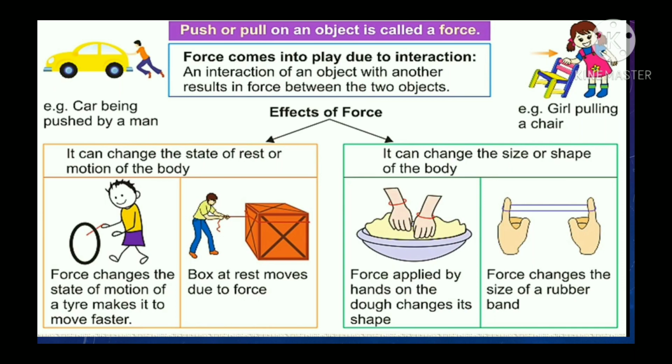See other examples. Force changes the state of motion of a tire, makes it move faster. A box at rest moves due to force. Then force applied by hands on the dough changes its shape. Force changes the size of a rubber band. So, all these are the effects of force. Means what? Force can change the state of rest or motion of the body. Also, force can change the size or shape of the body.